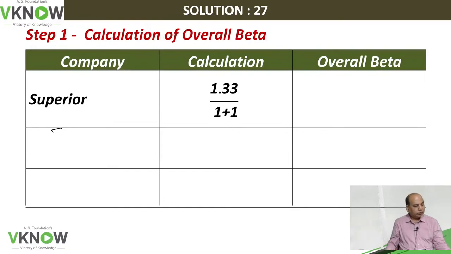Look at the equity beta of Superior. It is 1.33. I am not writing the formula; you can copy it from question 26. And the debt equity ratio is 50-50, 1 plus 1. Tax rate is not there. Enjoy, tax is not there.